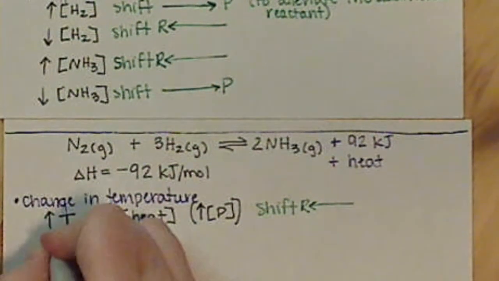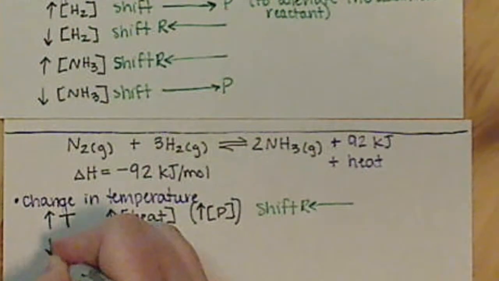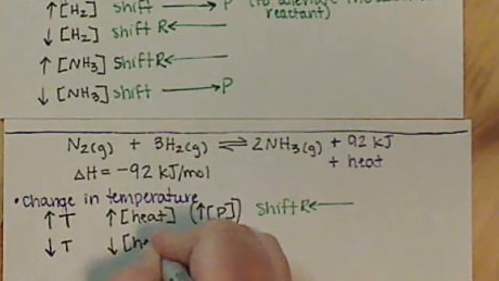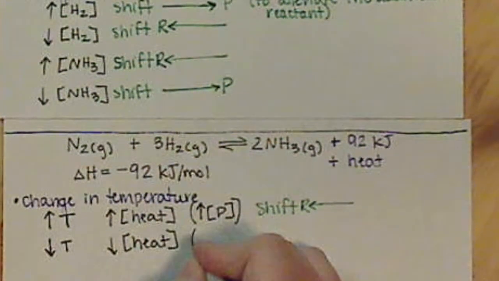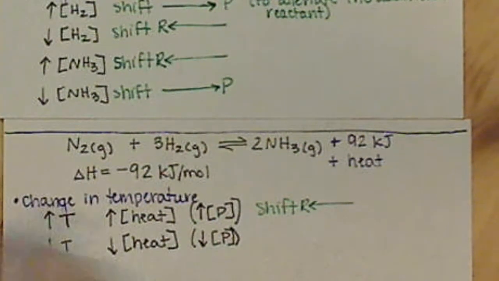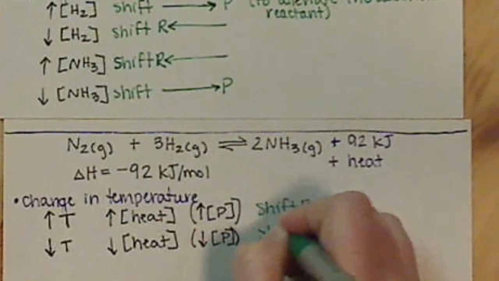And likewise, if we decrease our temperature, if we say put our reaction on ice, we are decreasing the concentration of our heat. In this case, we are decreasing our product. So we're going to shift to the products.